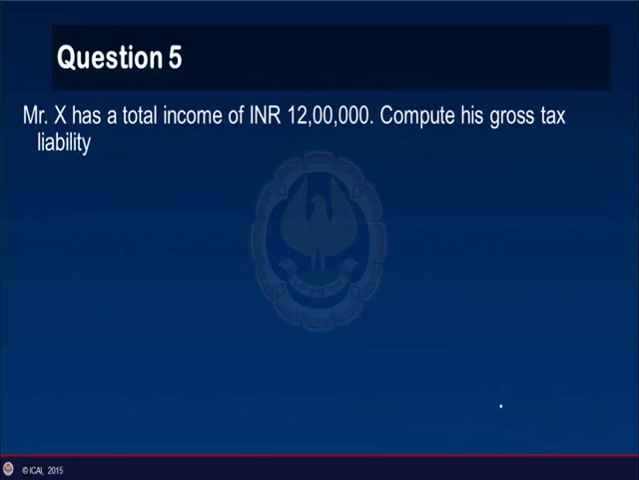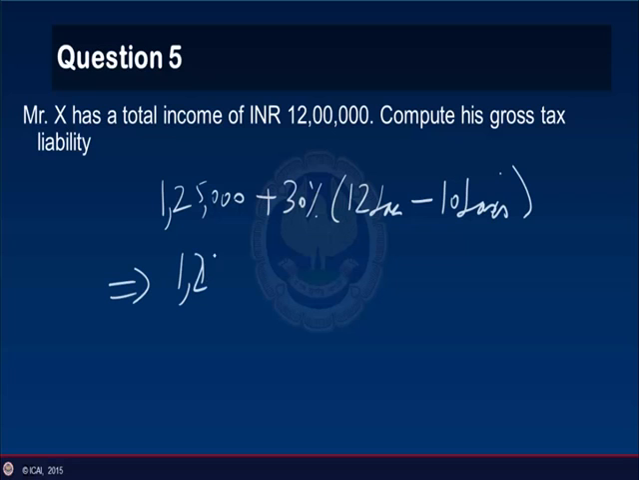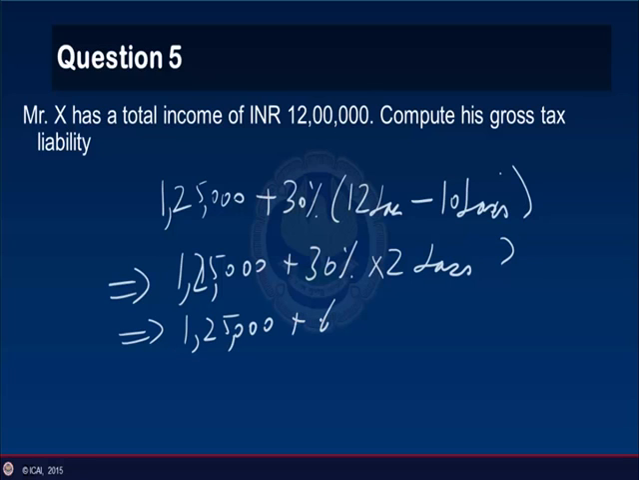So let's look at question number 5. Mr. X has a total income of 12 lakhs. Compute his gross tax liability. So I'll solve it here only. As per the slab, in case 10 lakhs of income is there or above, you will take 1,25,000 as tax plus 30% of income which exceeds 10 lakhs. Which comes out to 1,25,000 plus 60,000. So it's 1,85,000.